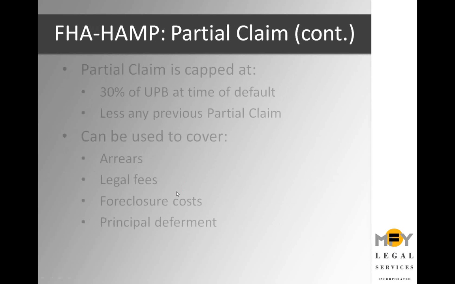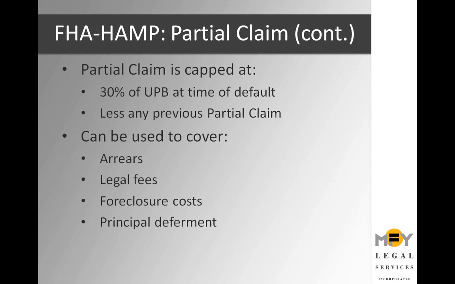A little bit more on the partial claim. The partial claim has a limit of 30% of the unpaid principal balance of the loan at the time of default, and you subtract out any previous partial claims. So if your borrower had received a partial claim back in, let's say, 2007, then the amount of that partial claim comes out of the partial claim that they can use now. And it can be used to cover the borrower's arrears, their legal fees, the costs, and any principal deferment as needed.